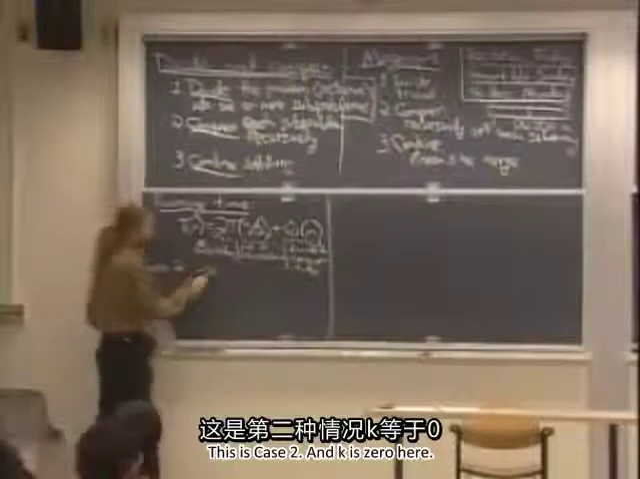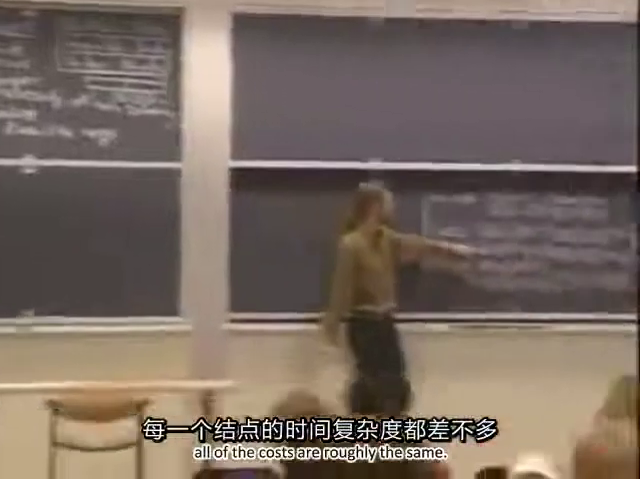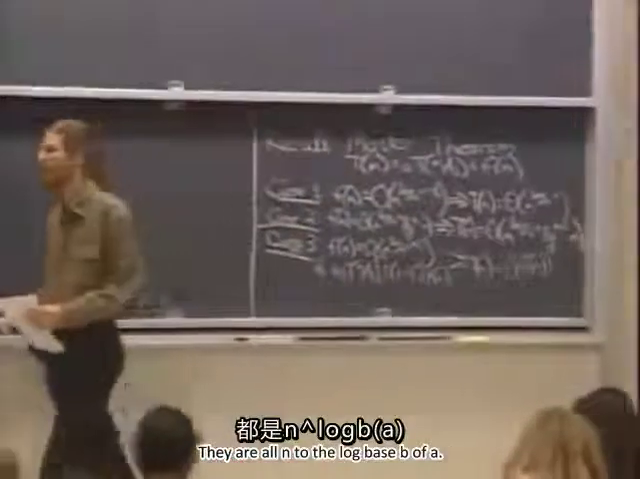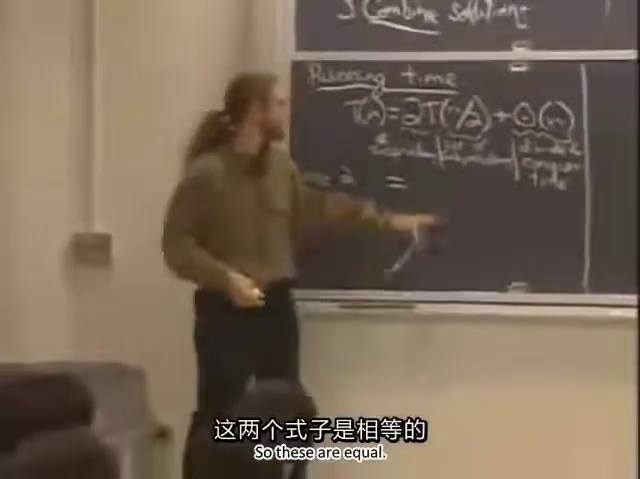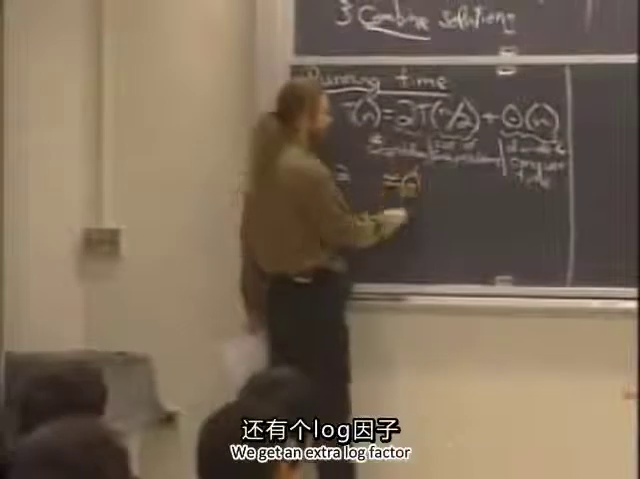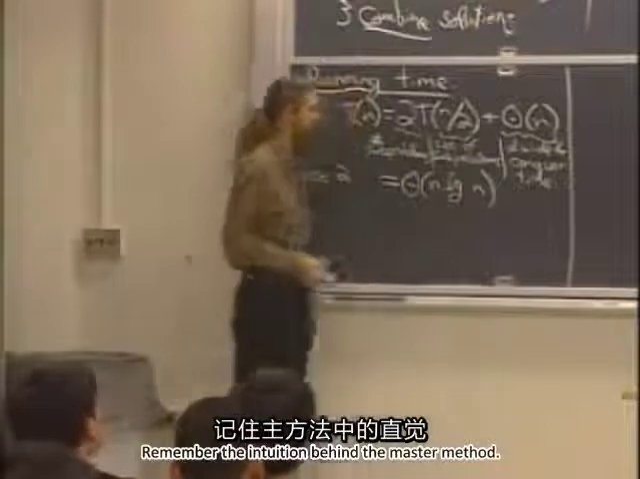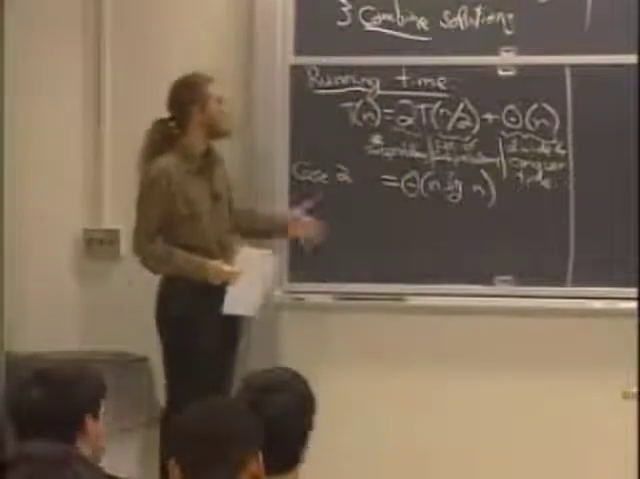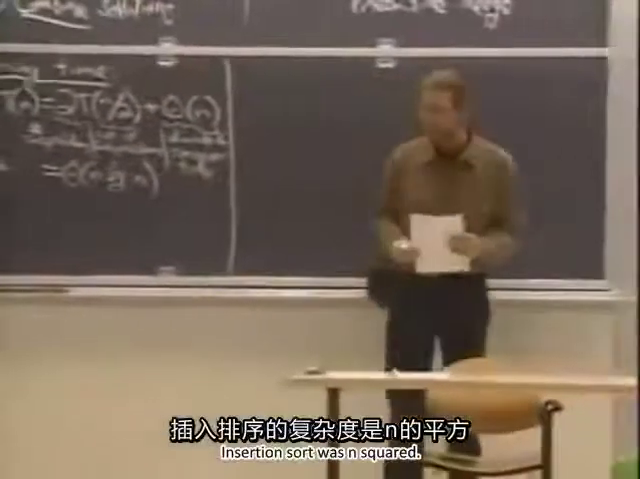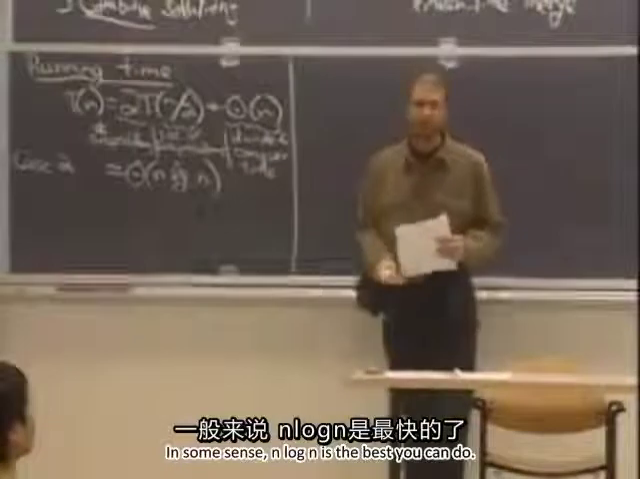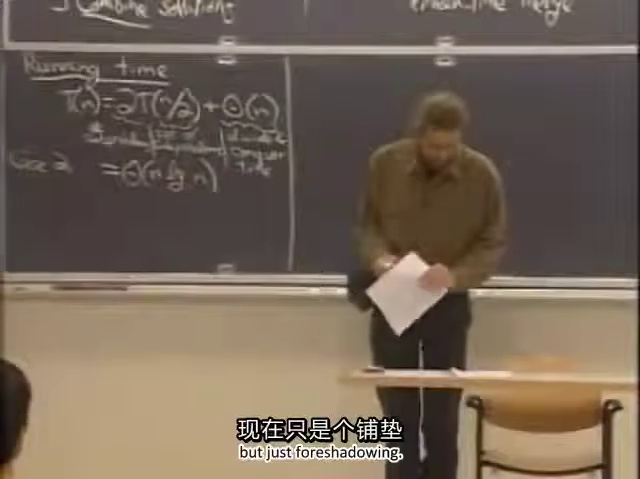And k is 0 here. And so in the recursion tree, all of the costs are roughly the same. They're all n to the log base b of a. Here, n to the log base 2 of 2 is just n. So these are equal. So we get an extra log factor because of the number of levels in the recursion tree. Remember the intuition behind the master method. So this is n log n, and that's good. Merge sort is a fast sorting algorithm, n log n. Insertion sort was n squared. In some sense, n log n is the best you can do. We'll cover that in 2 lectures from now, but just foreshadowing.